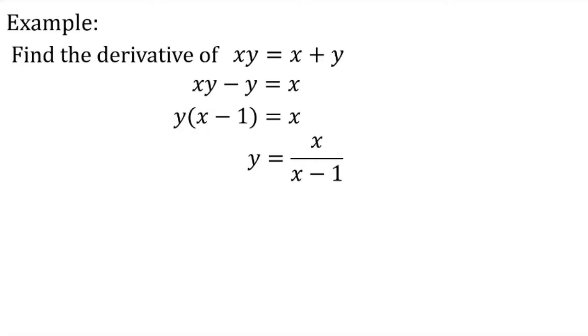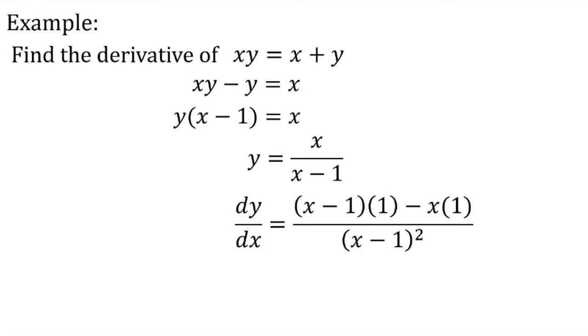Quotient rule. Since u is equal to x, du will be equal to 1. Since v is x minus 1, dv is also 1. So applying the quotient rule, this will become dy over dx equals x minus 1 times 1 minus x times 1, all over x minus 1 squared. Simplifying that, the numerator will become just x minus 1 minus x, and x minus x is 0. So dy over dx equals negative 1 over x minus 1 squared.